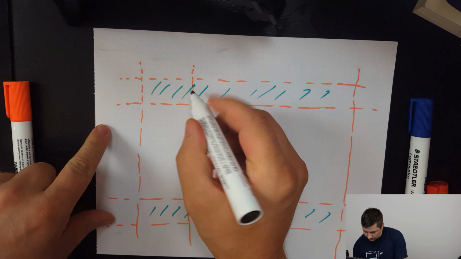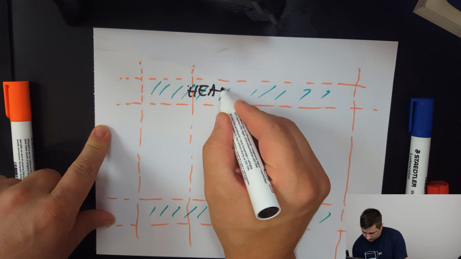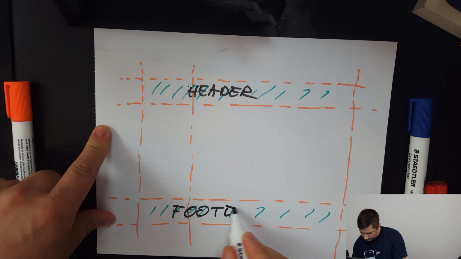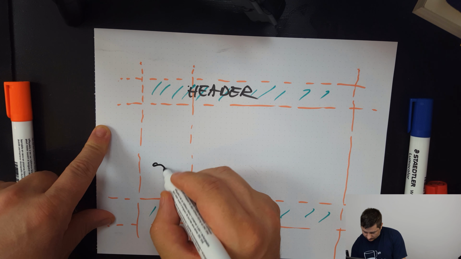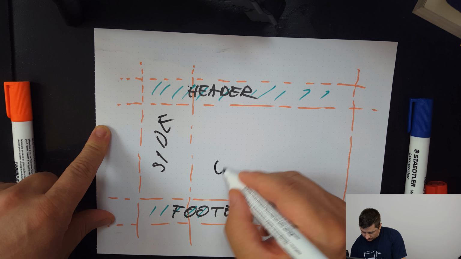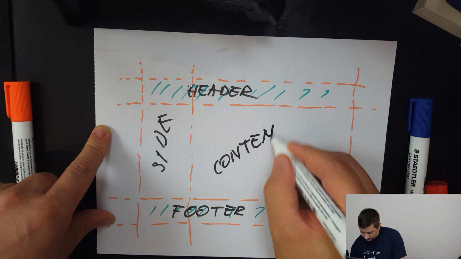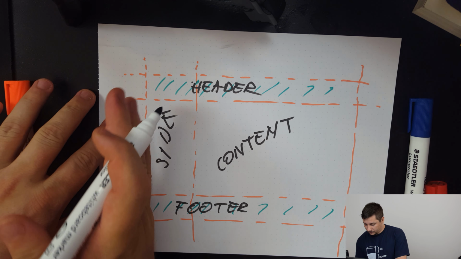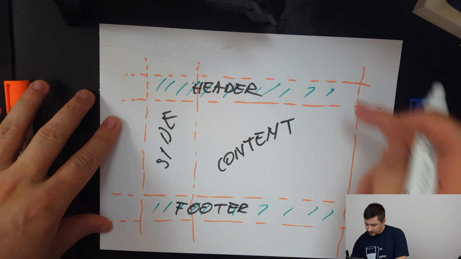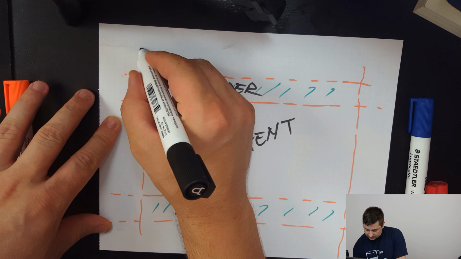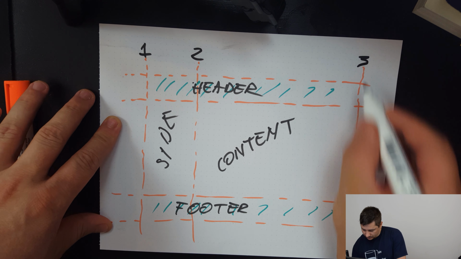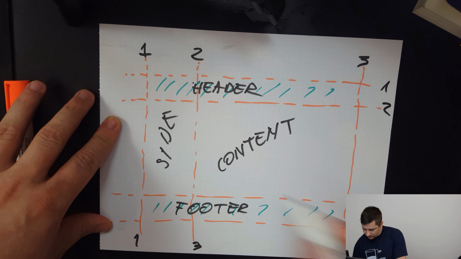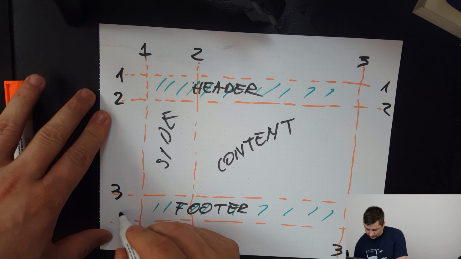Okay, so we have here our header, and here our footer, and the side and the content. Okay, what we need to pay attention to right now is that we have 3 column lines and 4 row lines. So let's name this with 1, 2, 3, 1, 2, 3. This one is 1, 2, 3, 4, and 1, 2, 3, 4.